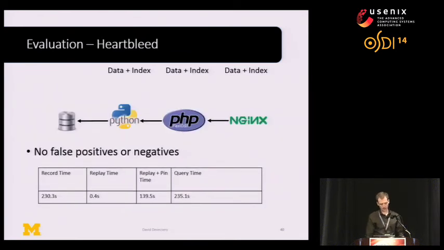Here we have our Heartbleed evaluation. In our Heartbleed evaluation, we force Arnold to use the data plus index query. We don't want to miss any potential data. And we find no false negatives or false positives. In Heartbleed, we are able to precisely identify the leaked data queries using Arnold. And once again, our numbers are below. They look very similar to the last query, having similar query times and record times. But once again, when you break it down to replay time, you can see the overhead of taint tracking.